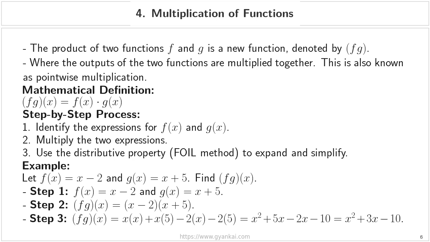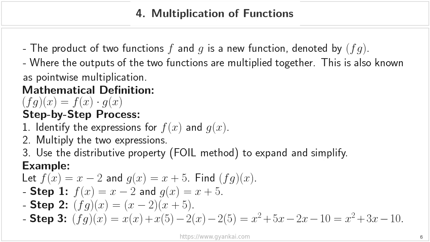Suppose we are given two functions, f of x equals x minus 2 and g of x equals x plus 5. Our goal is to find the product, fg of x. In step 1, we have identified our two expressions. f of x is x minus 2, and g of x is x plus 5. In step 2, we set up our multiplication. fg of x equals the quantity x minus 2 multiplied by the quantity x plus 5.